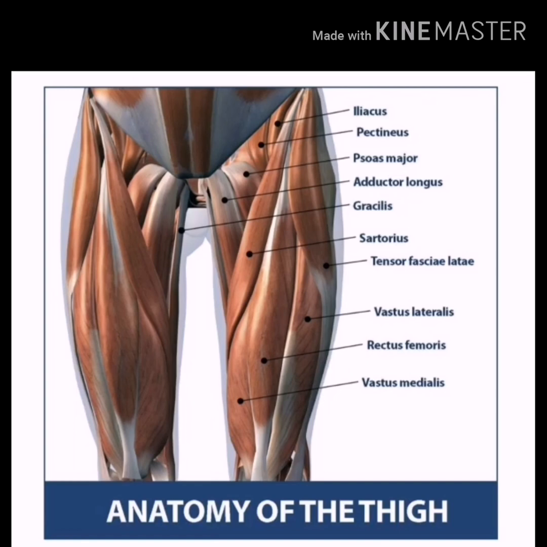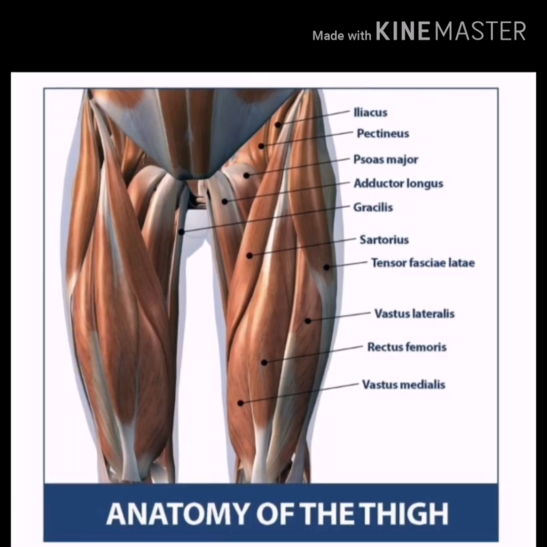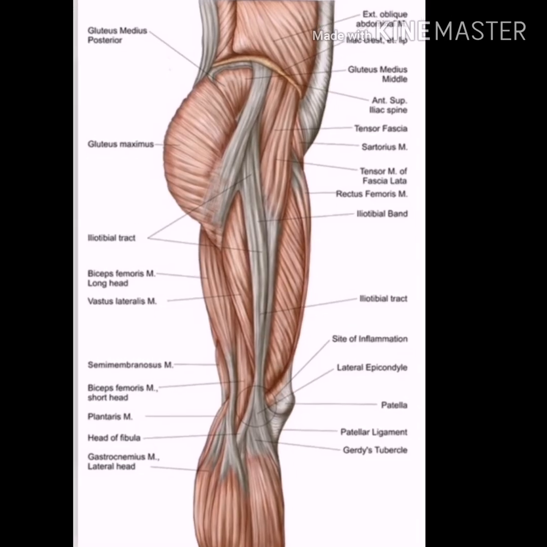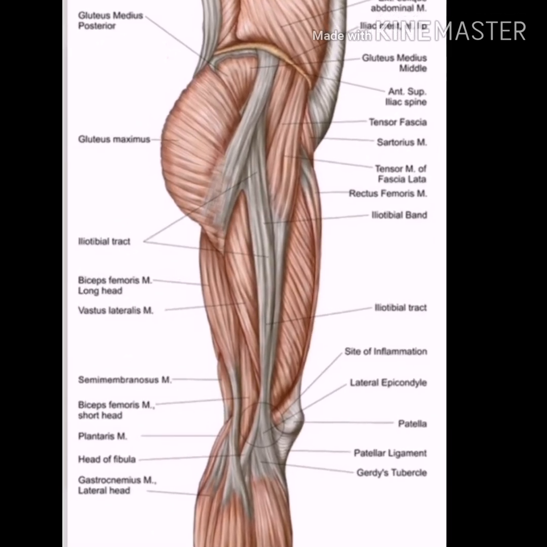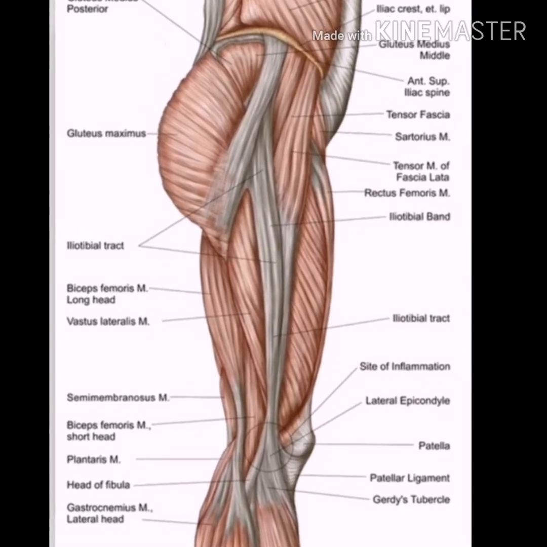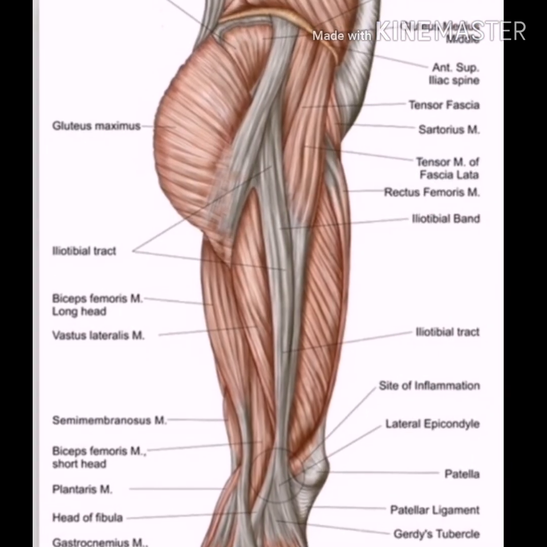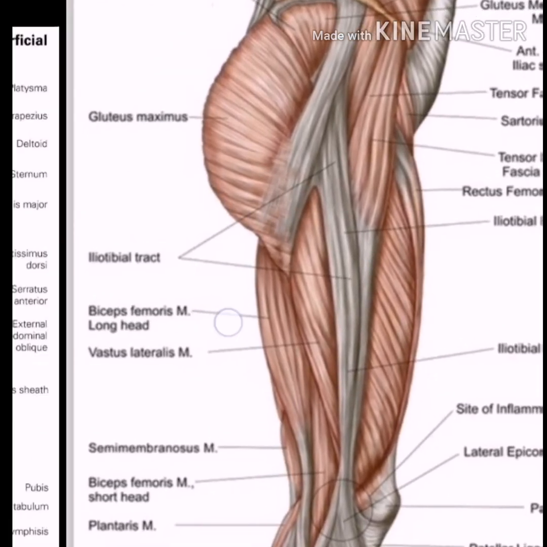Also the muscles of the thigh, starting from iliacus, pectineus, psoas, adductors, gracilis, sartorius, vastus medialis, lateralis, rectus femoris. Here's the thigh from the side to show the iliotibial band or iliotibial tract. Also seeing the gluteus maximus, which lies on the gluteus medius and minimus. Also biceps femoris and the vastus and the semimembranosus, semitendinosus.